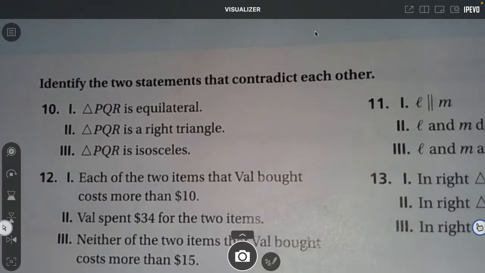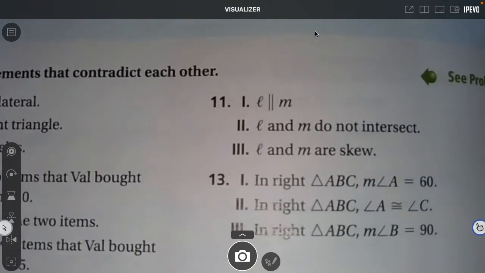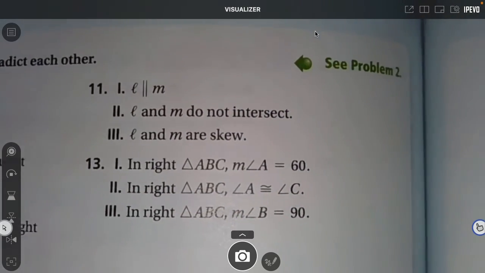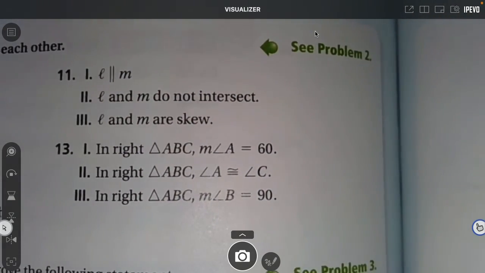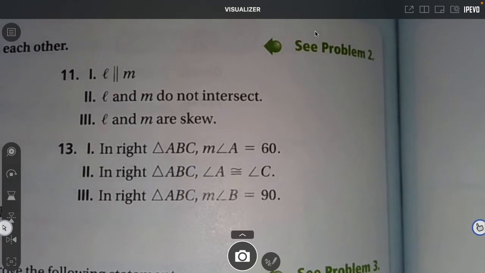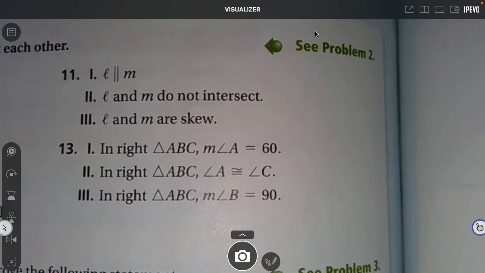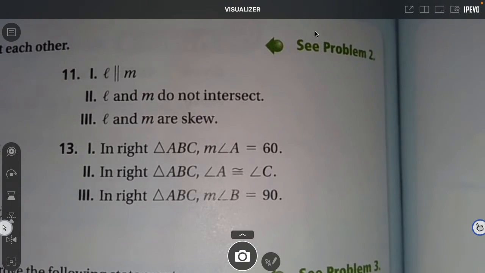Okay, let's look at this one. Number 11. This is more like what's on your worksheet. Can you tell me what an isosceles triangle is? Just two sides are equal. Not necessarily the bottom. I think your book is probably saying two sides are equal. The third one could still be. What's scaling? Scaling, all the sides are different lengths.